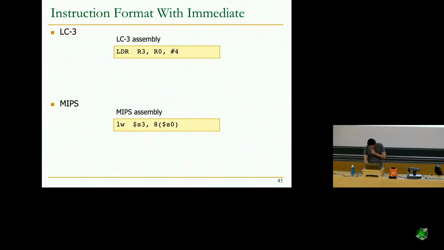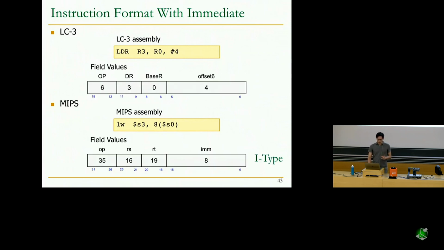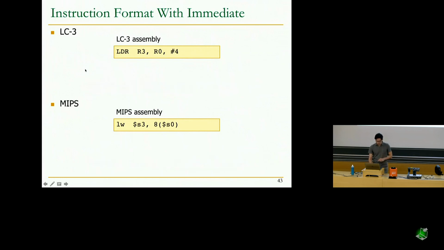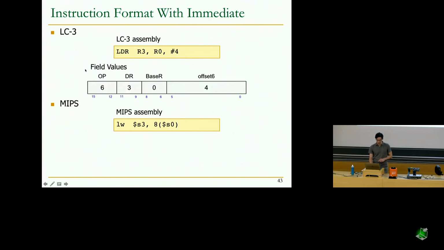Let me show you a couple more slides, and then we will have the break. Let's quickly go through the encoding, or the instruction format, for LDR or for LW. This is the instruction format for LDR. You see the opcode. In this case, the opcode is 6. The destination register is 3.